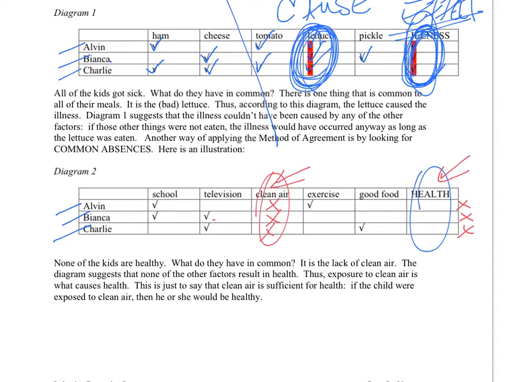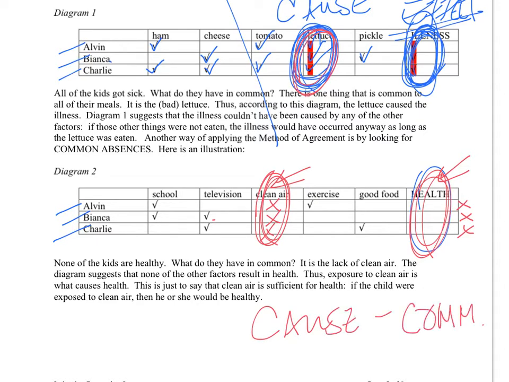So the method of agreement is about looking for all the factors that the individuals who are influenced by a common effect, what they all have in common. And it could be something that's present, like a bad lettuce leaf, or it could be something that's absent, like clean air. The point is, we can trace the cause by tracing what is common, or the commonality.